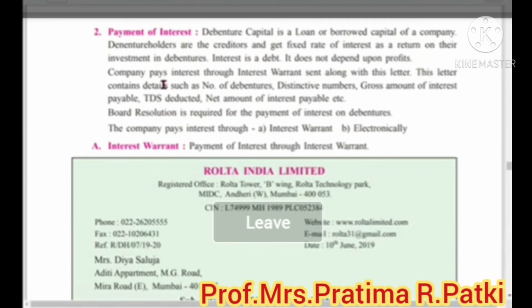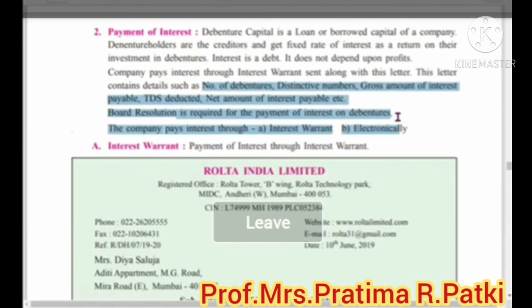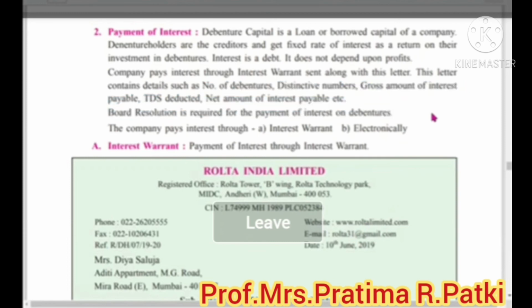This letter contains details such as, now all these details should be there in your letter. What are they? Number of debentures, distinctive number, gross amount of interest payable, tax deducted at source, net amount of interest payable. Board's resolution is required for passing the interest on debentures.